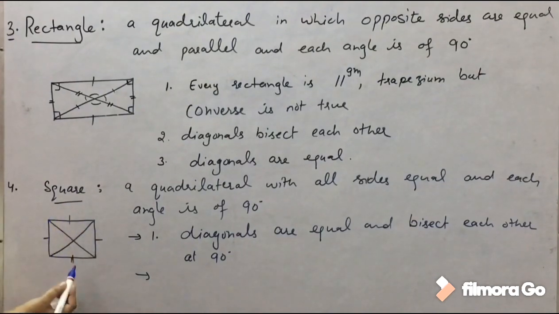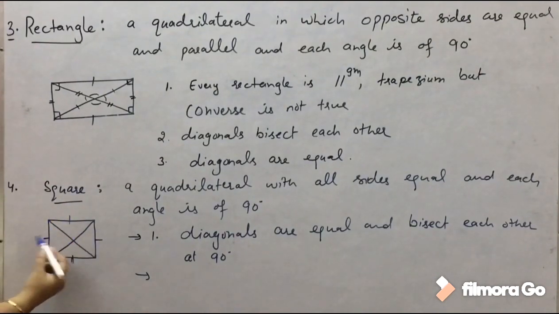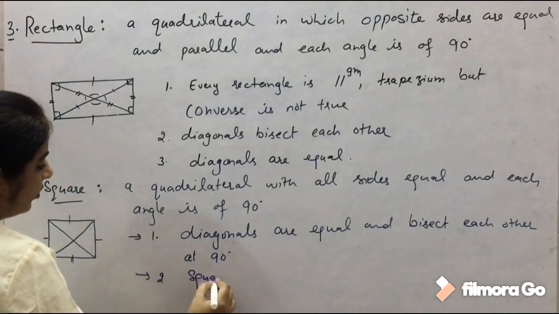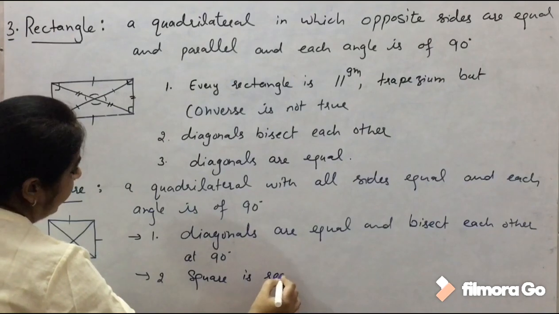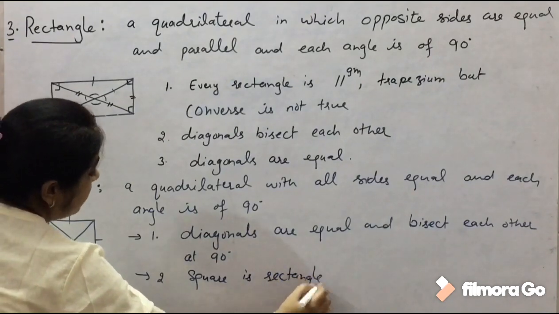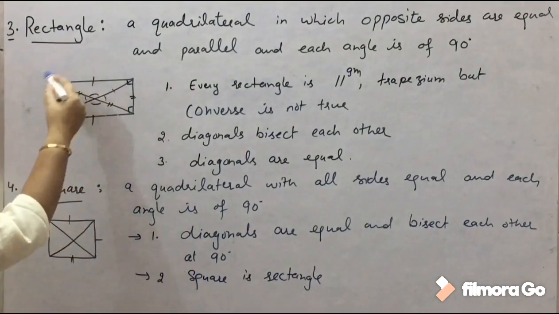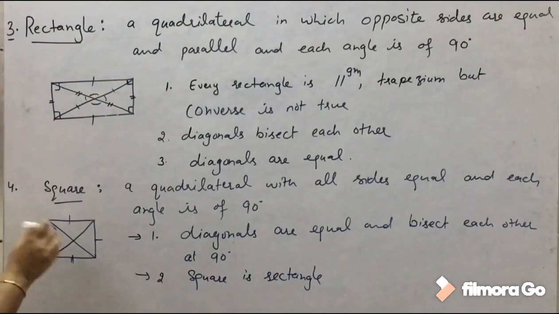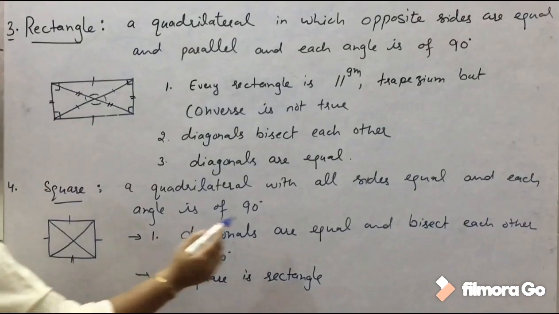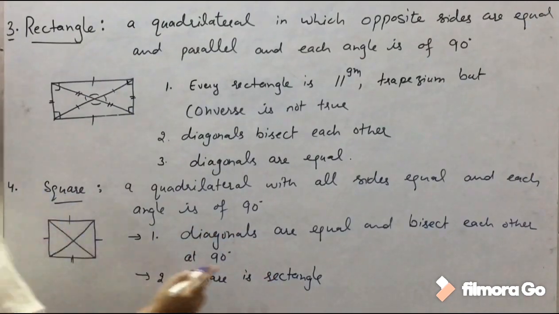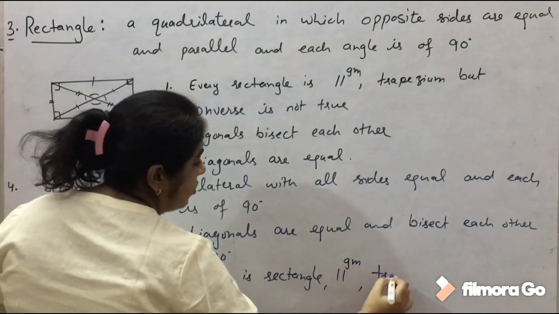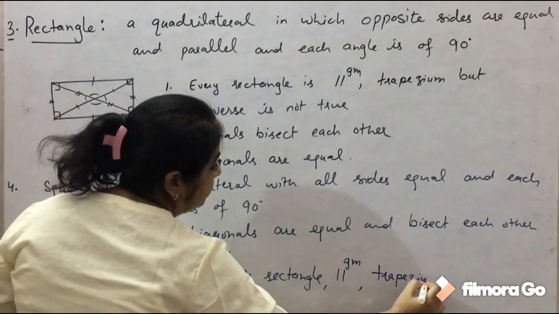Because all sides are equal, it means opposite sides are equal and parallel as well. So it means every square is a rectangle. If every square is a rectangle, because all the properties of a rectangle we can observe here, then every square is a rectangle, and if it is a rectangle, obviously it is a parallelogram, then it is also a trapezium.